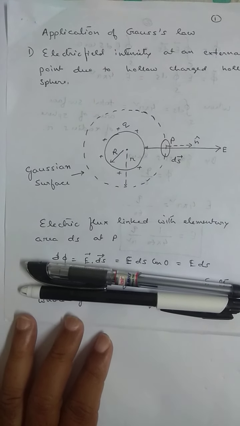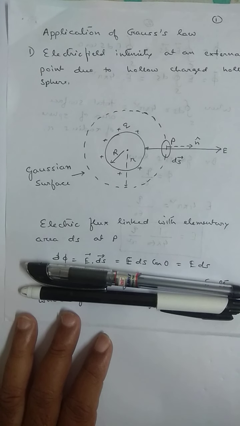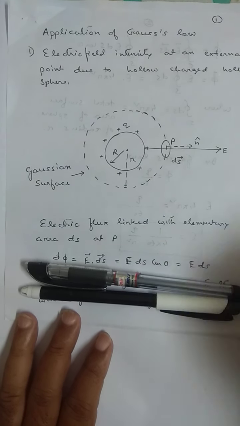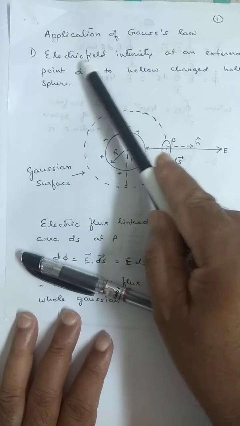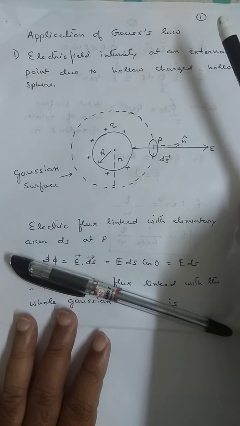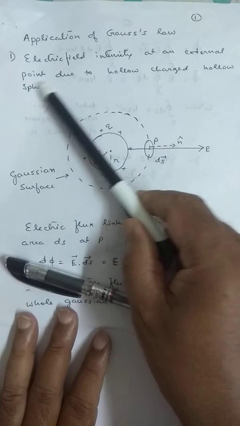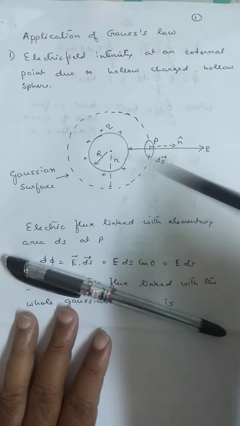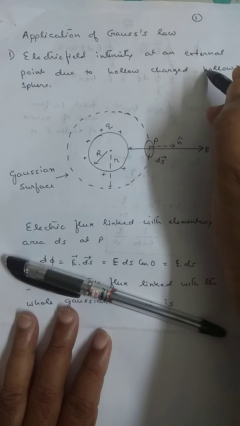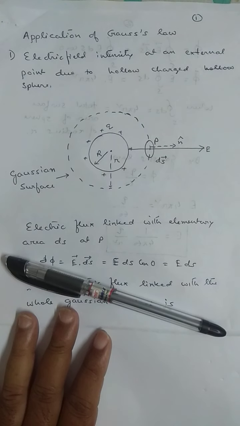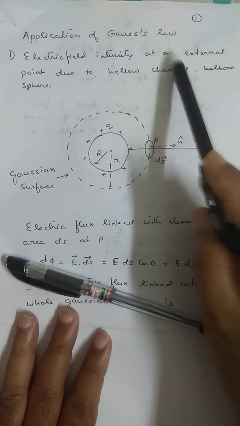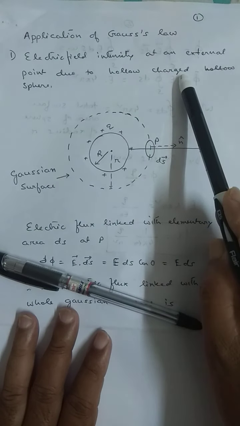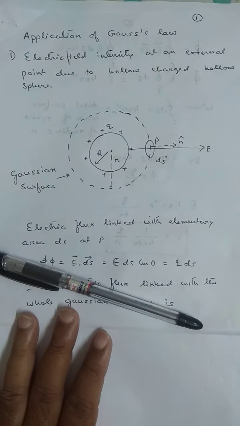Today we are going to discuss some of the applications of Gauss's law. The first application is electric field intensity at an external point due to a hollow charged sphere. We have to find out the electric field intensity at an external point of a hollow charged spherical body.